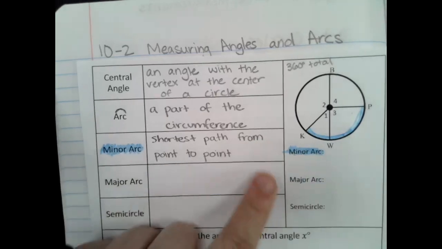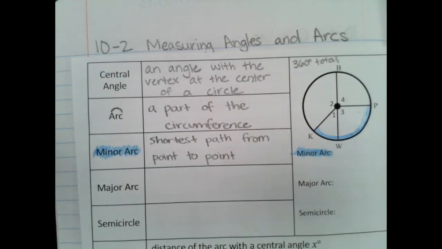So for minor arcs, arcs are similar to angles. We can use up to 3 letters.